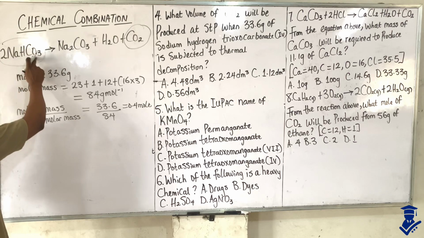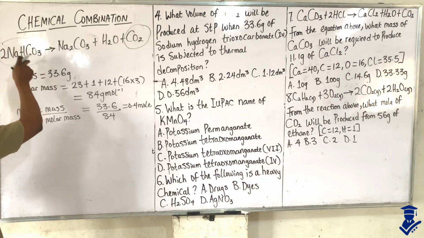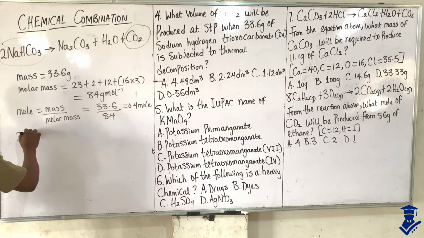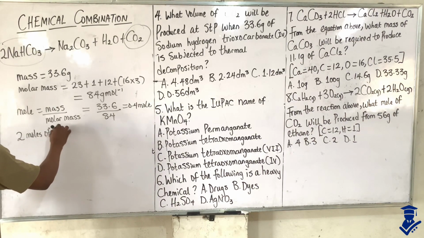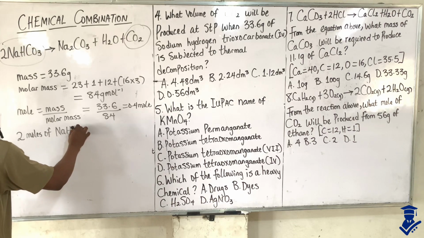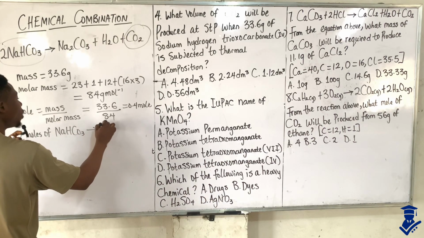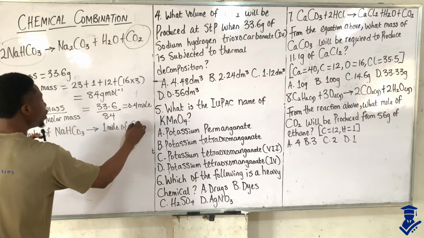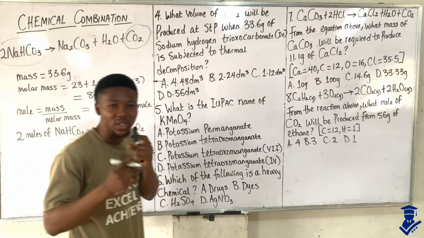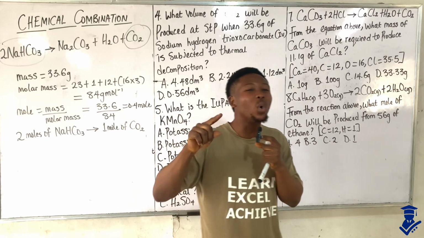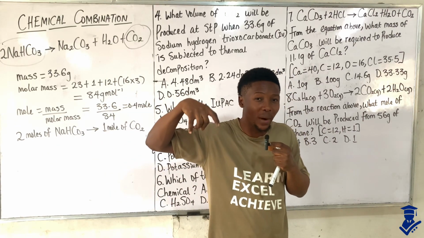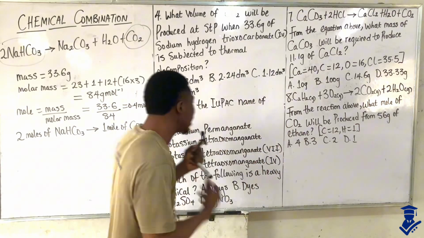Sodium hydrogen trioxocarbonate(IV) is going to produce 1 mole of CO2. So 2 moles of NaHCO3 gives us 1 mole of CO2. And in 1 mole of CO2 at STP, we have 22.4 dm³ of volume.